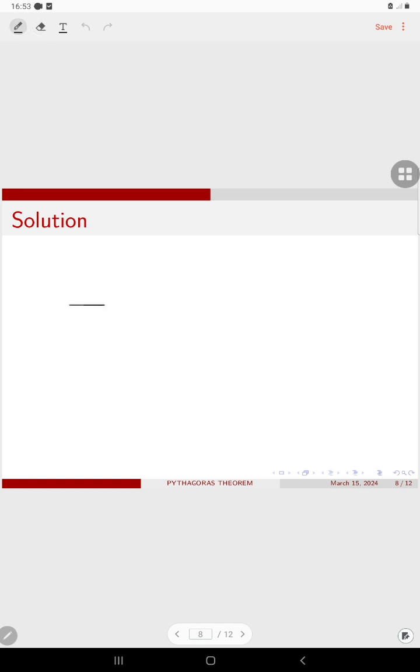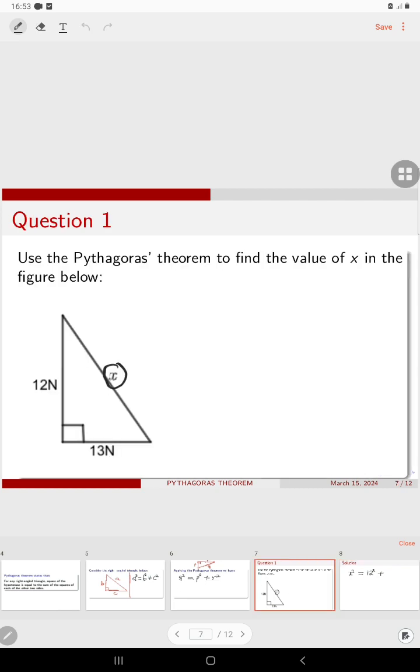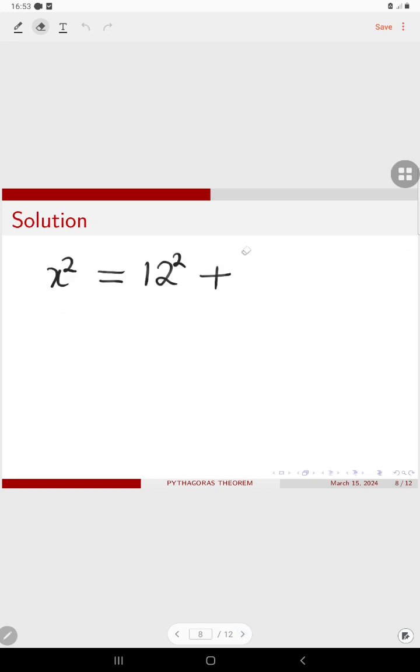So we will say that x squared is equal to, it says we should apply the Pythagoras theorem, so I don't have to write anything again. I can just go straight and solve. So my x squared is equal to 12 squared plus what? Plus my 13 squared. So x squared equals, this gives me 144, 169. Now let's take the sum.